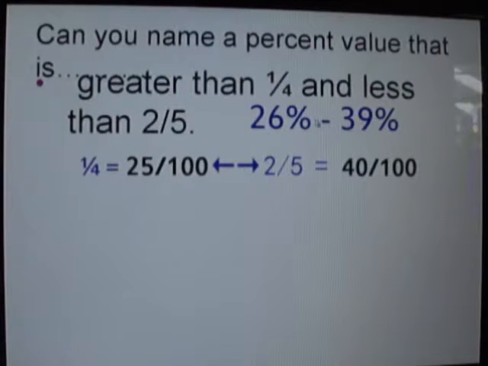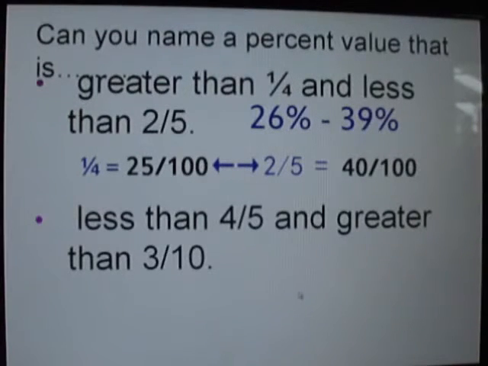So everything in between would follow what it's asking you to accomplish here. The percents would be greater than 1/4, but less than 2/5. How about this one? Less than 4/5, because that's the larger of the two fractions, and greater than 3/10.